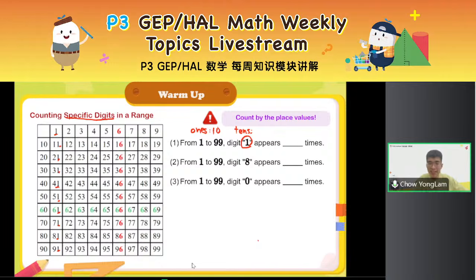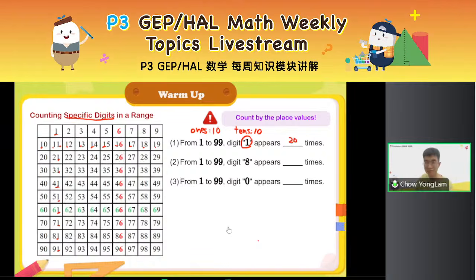Okay, how many times did it appear in the tens? Let's count, right? Tens, starting from 10. 1 at the tens. 1, 2, 3, 4, 5, 6, 7, 8, 9, 10. Right, 10 times at the tens. So in total, digit 1 appears how many times? 20 times, right? 10 at the ones, 10 at the tens. So in total, 20 times.